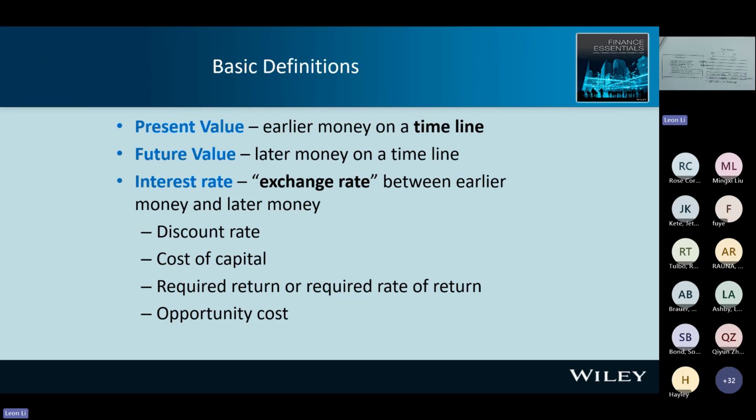That means when you use your own money in one project, you will lose the opportunity of other projects. Right? So in finance, we use opportunity cost. All right. I like to make a joke about this.